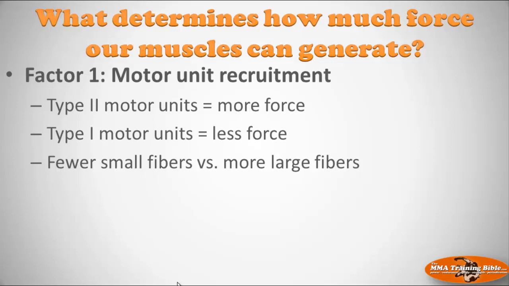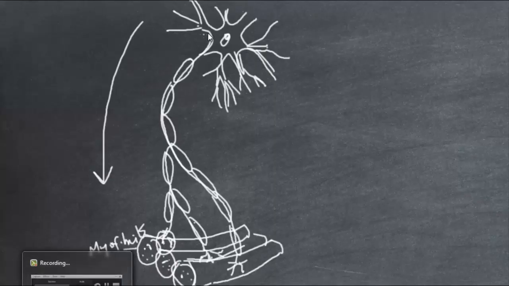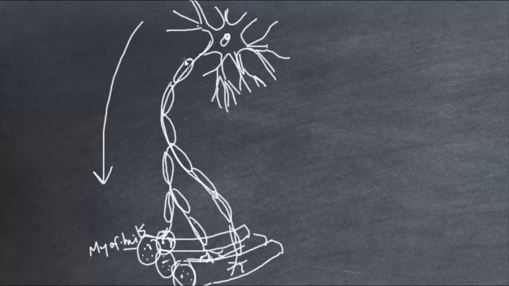If you recall from previous videos, we talked about different types of motor units and different types of muscle fibers. A type 2 motor unit is associated with type 2 muscle fibers, which are capable of generating more force than type 1 muscle fibers and type 1 motor units. Some of the differences: if we go back to that little picture, a type 1 motor unit is smaller in diameter, so it's not going to conduct action potentials as rapidly down the neuron.